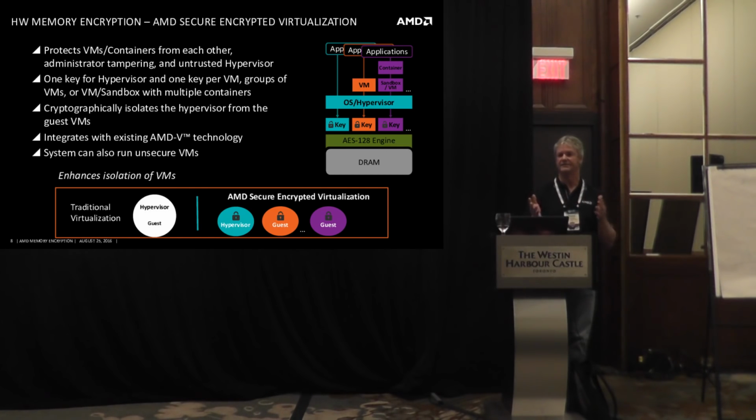it cryptographically isolates the VMs from each other. So if each VM has a different key, one VM will not be able to read the data of another VM should it happen to break out and try to access it. It would just appear as junk. And since it wouldn't have access to any of the keys, it wouldn't be able to figure out what's going on. So this all integrates with the existing AMD virtualization technology.